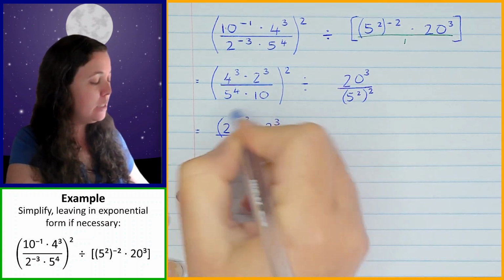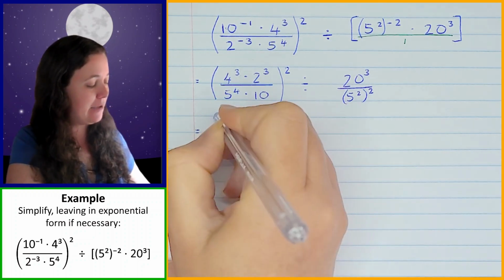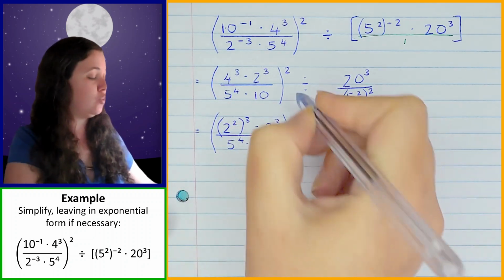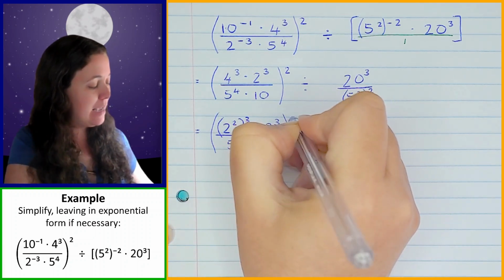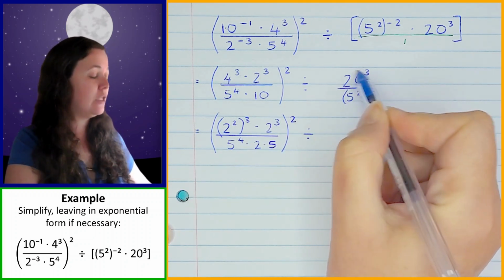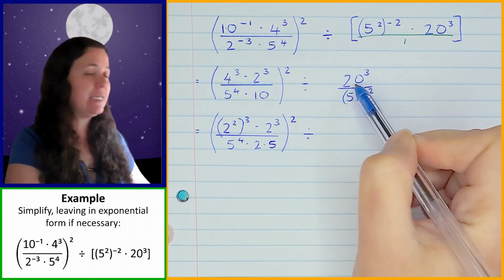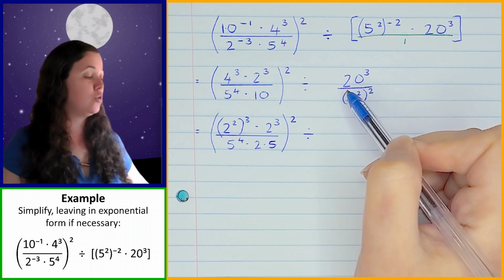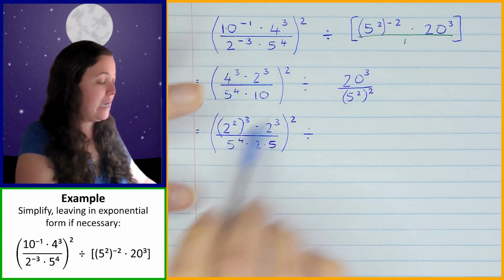Okay, so now I've changed all of those so that they have got bases that I'll be able to work with to simplify this further. And that is all still being squared, divided by, over here I'm going to do the same thing. The 20 is also not a number that I'm going to be able to work with alongside all of the other stuff that I've got here.